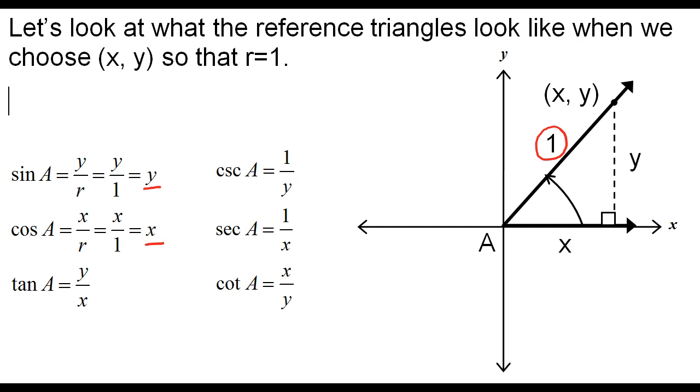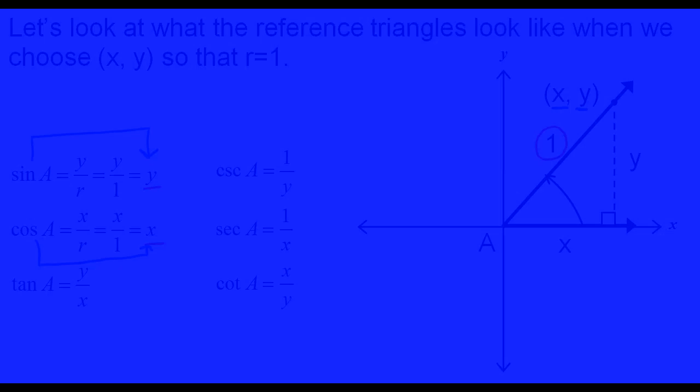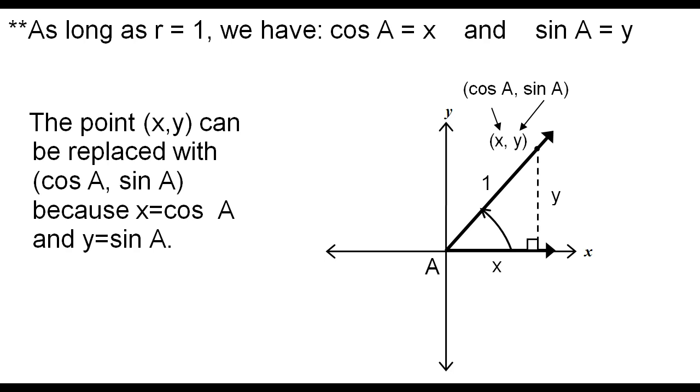And what I want you to catch here is that the sine of a is just the y-coordinate here, and the cosine of a is just the x-coordinate. So let's take a look a little bit further. It looks like as long as we let r be 1, the cosine of a will be the x-coordinate, and the sine of a will be the y-coordinate.